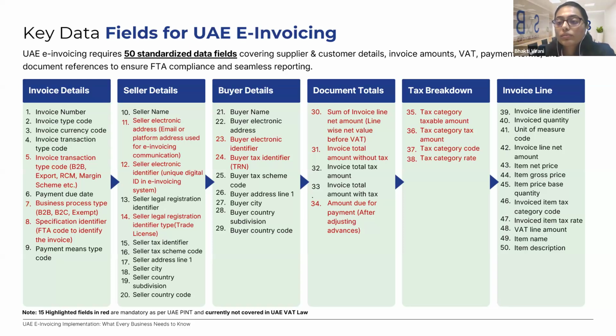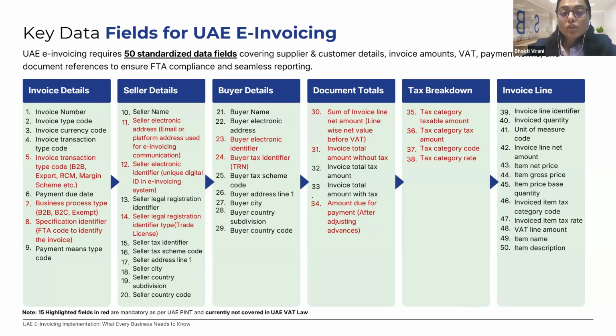And the final one is the invoice line item, which is invoice line by line, what is the detail, what I just explained: the unit of measurement, the quantity, the taxable value, then the rate of tax and the value after tax, plus the description of the service or the goods.